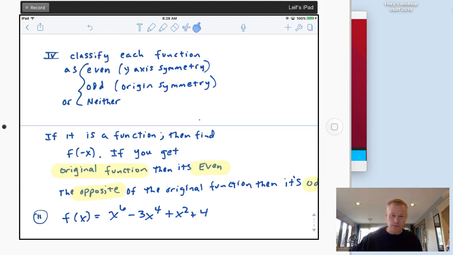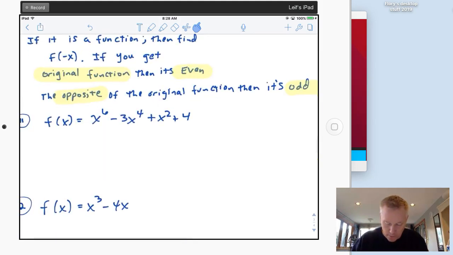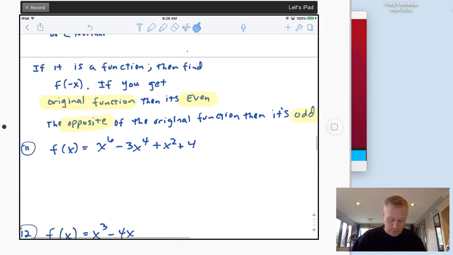Yeah, see, that part sucks. All right, so anyway, we got that part done.